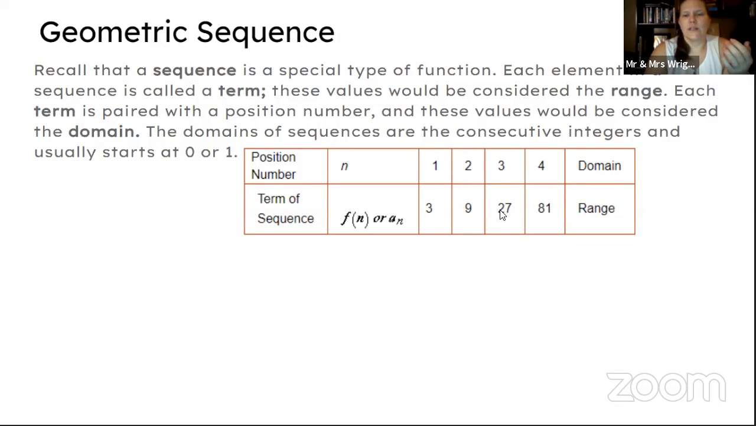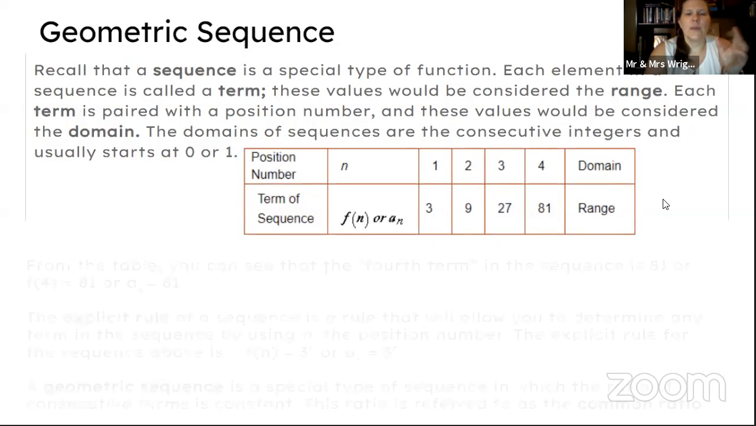And now 3, 9, 27, 81, all of these are the terms. And this is the term of the sequence or the value of the term. And that can be seen as f of n or a sub n. And this is considered the y value, the dependent value, and it's what determines the range. So domain and range, you still have domain and range, even with geometric sequences, okay?